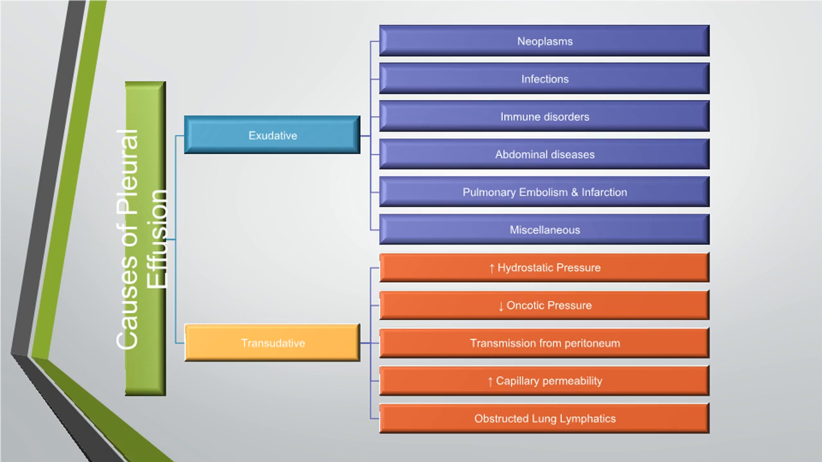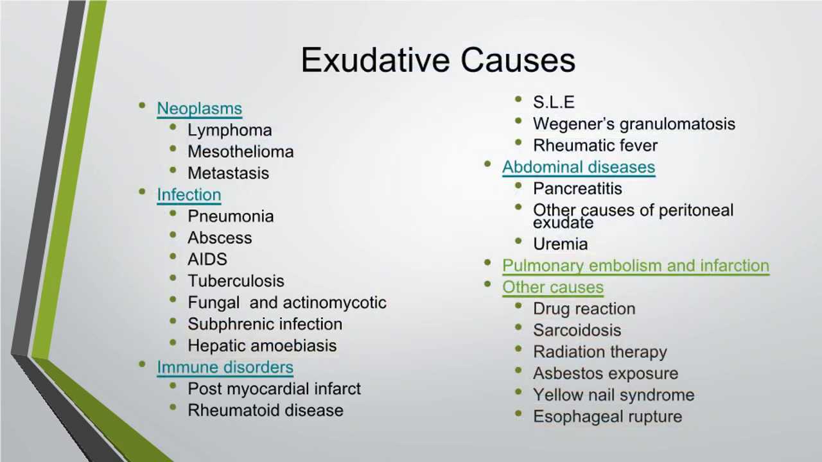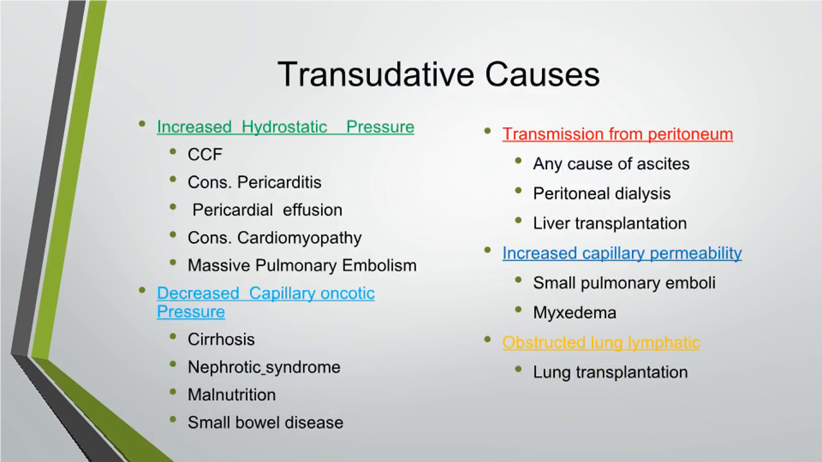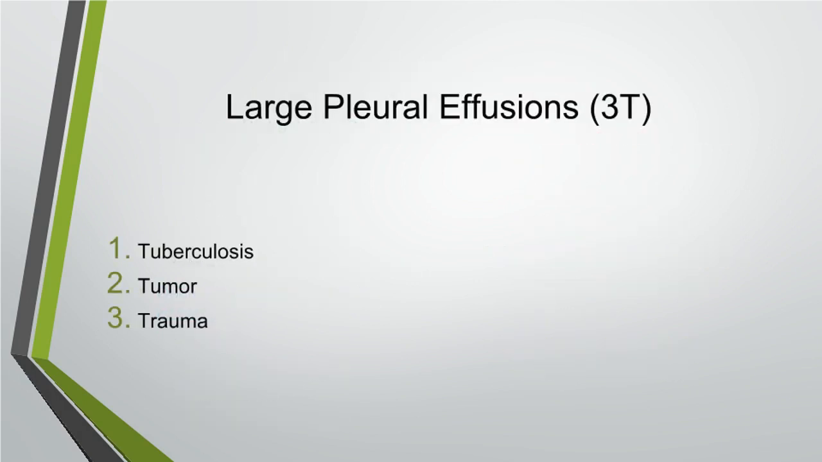oncotic pressure. These are exudative causes shown in detail, including malignancy, infections, immune disorders, abdominal diseases, pulmonary embolism and miscellaneous causes. Transudative causes include congestive heart failure, cirrhosis, peritoneal dialysis, myxedema and nephrotic syndrome. Large pleural effusions are caused by the three T's, namely, tuberculosis, tumor, and trauma.